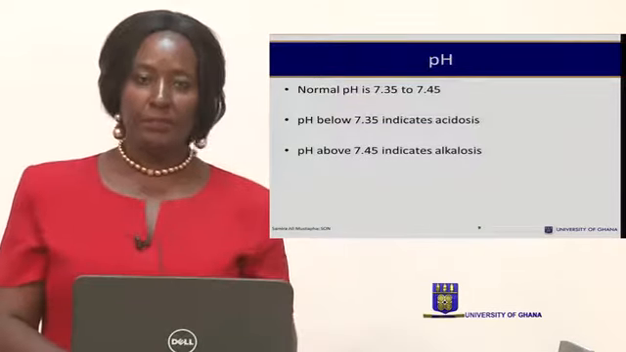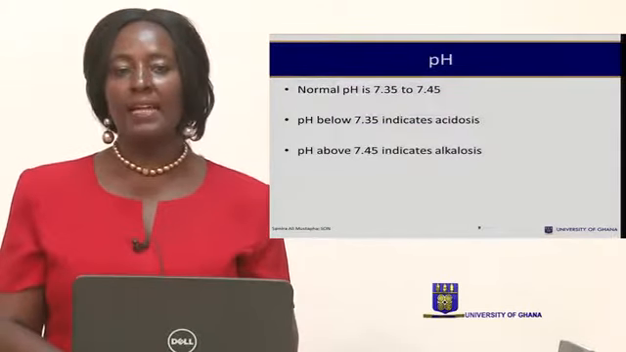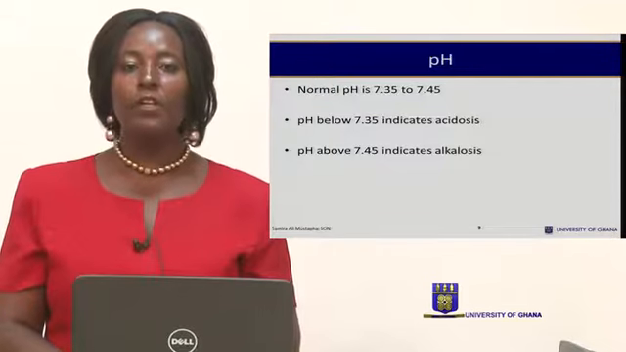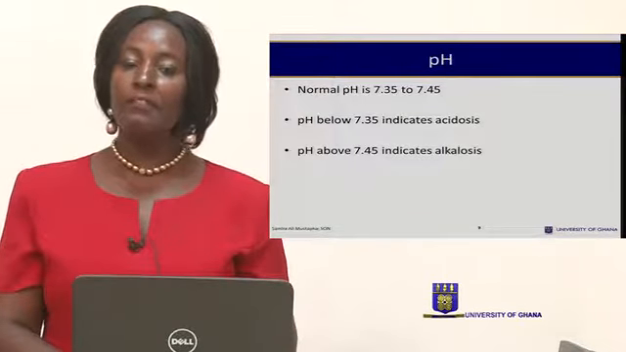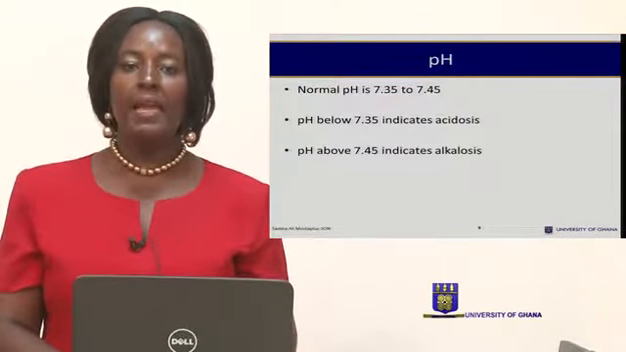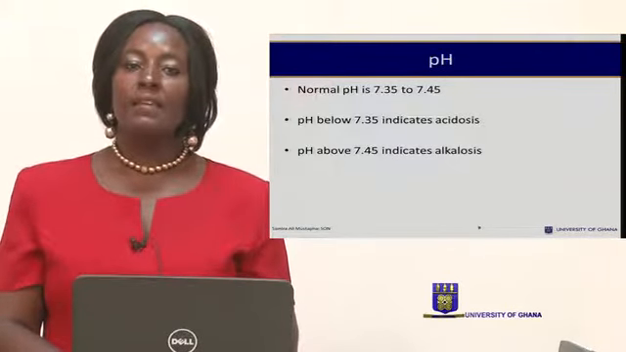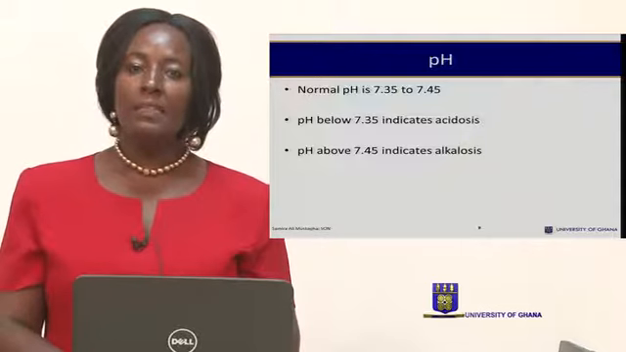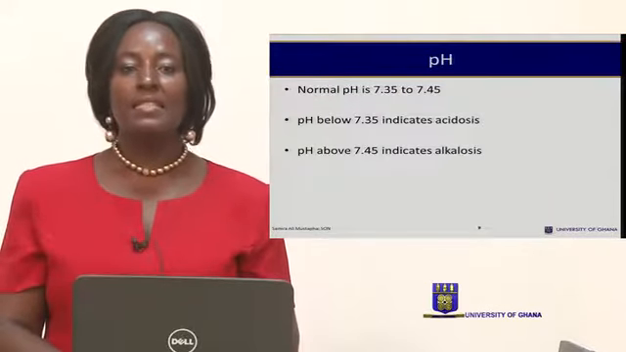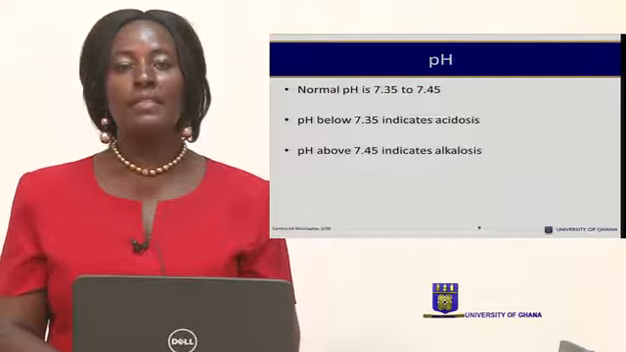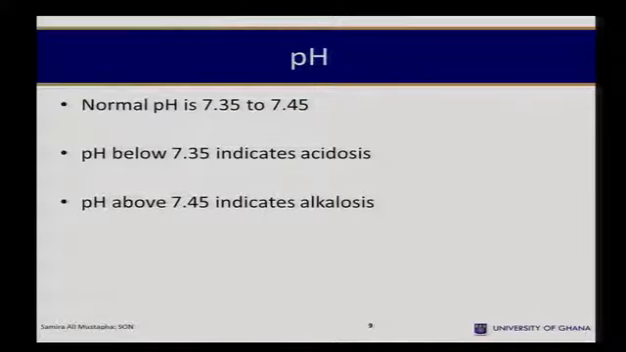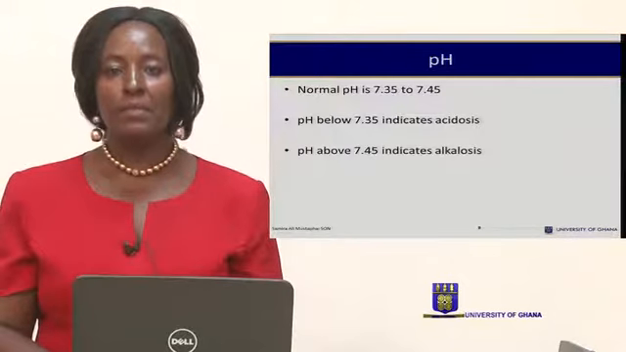So pH. The normal pH, as said earlier, is 7.35 to 7.45 in venous blood. And a pH below 7.35, we said, is acidity. The pH decreases, the acidity increases. So in this case, it indicates acidosis, and when it is above 7.5, the alkalinity increases, and it indicates alkalosis.